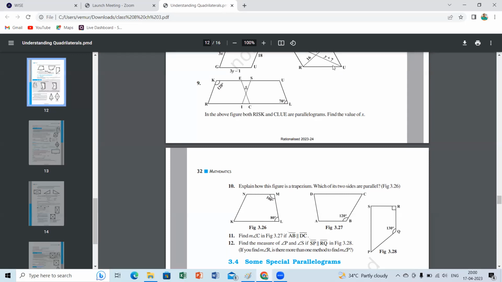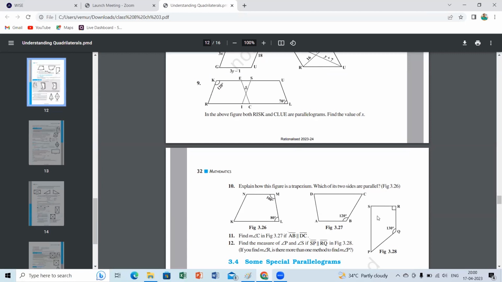Ma'am, even in the 12th question, figure 3.8, angle Q is 130 degrees and angle R is 90 degrees. And they also mentioned that SP is parallel to RQ. Then why are these 130 degrees and 90 degrees? They are adjacent angles, ma'am. So there is more than one method to find the measure of angle P, right? Yes, ma'am.